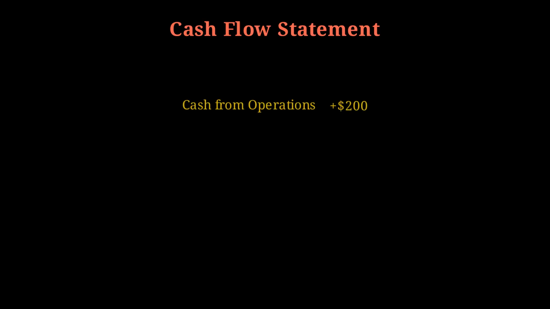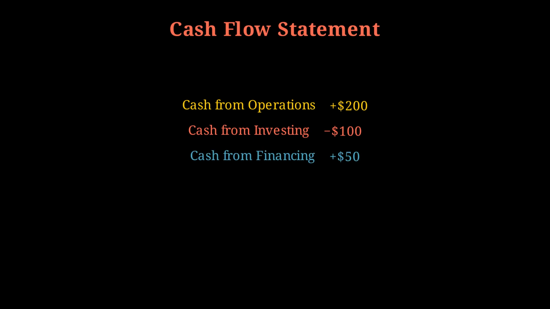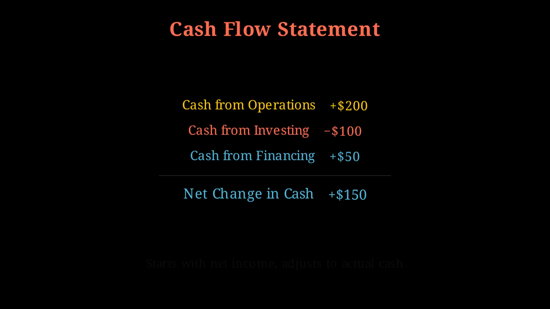The cash flow statement answers one question: did we generate or consume cash this period? It shows cash from 3 activities: operations, investing, and financing. Cash from operations is cash generated from running the business, selling products, paying suppliers. Cash from investing is cash spent on or received from buying or selling assets, equipment, buildings, investments. Cash from financing is cash raised from or paid to investors and lenders: issuing stock, repaying loans, paying dividends.